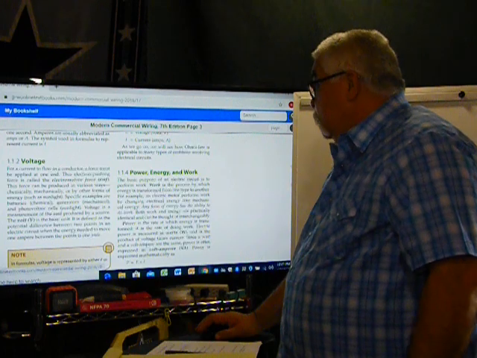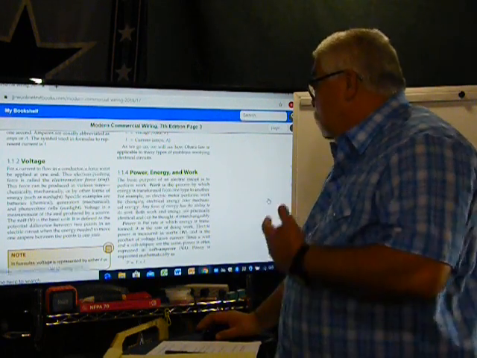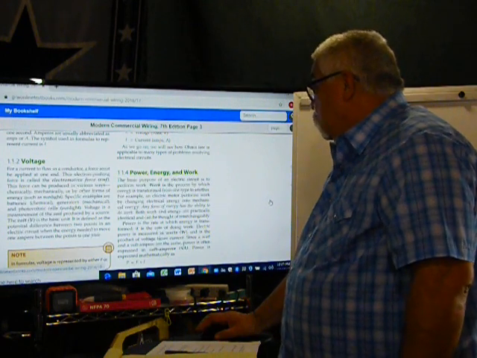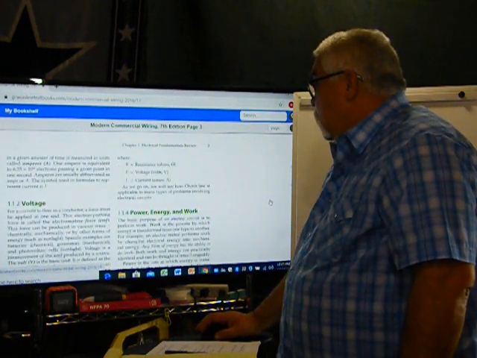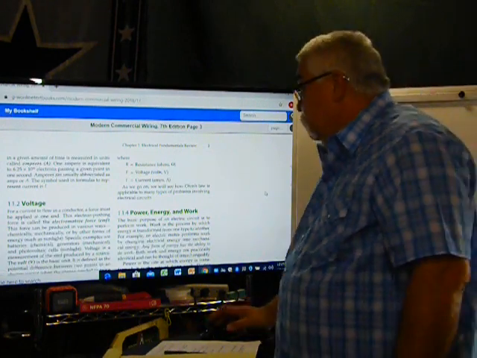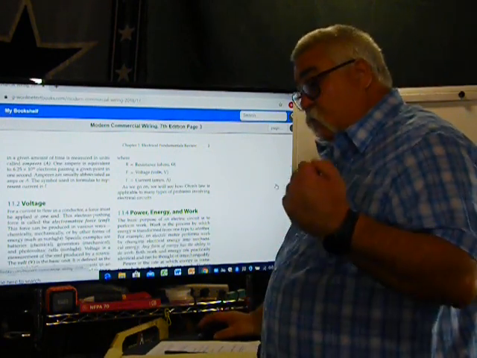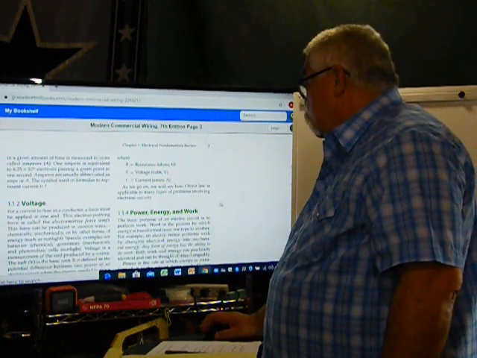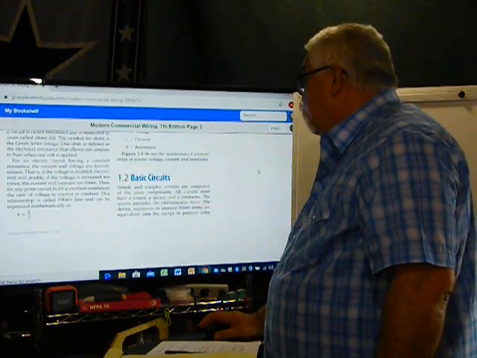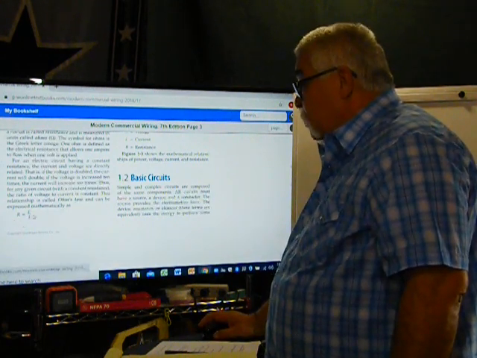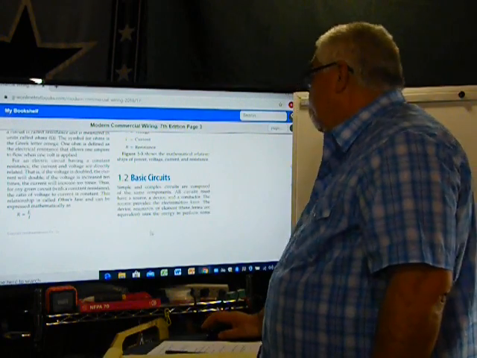So we have the voltage, which is E for the electromotive force, P for power, the energy of work, that's the work being done, and I for current, which is the amps. So one is the force, one is the intensity, and the other is the resistance. Ohm's law can be expressed mathematically as R equals E over I.